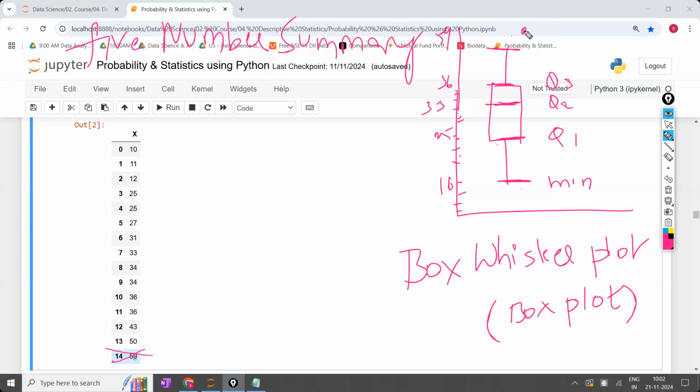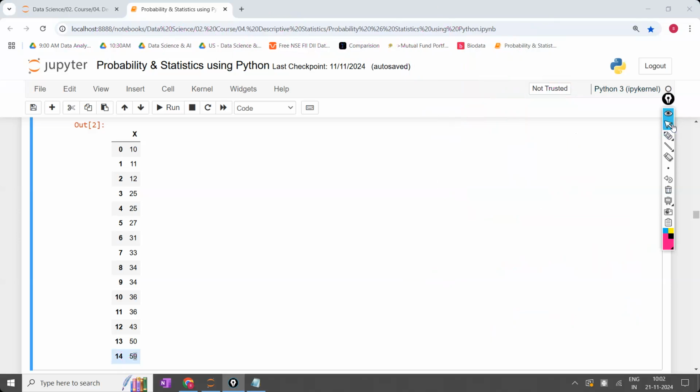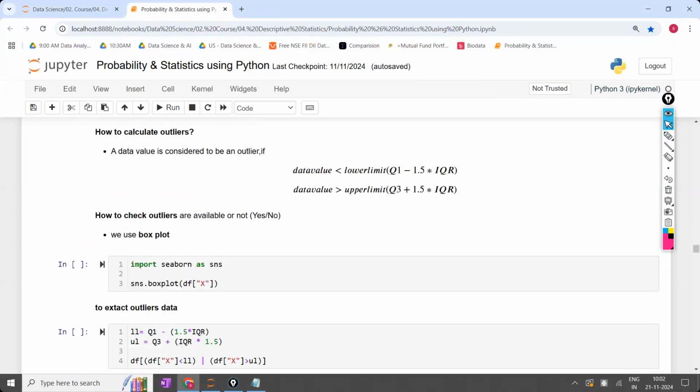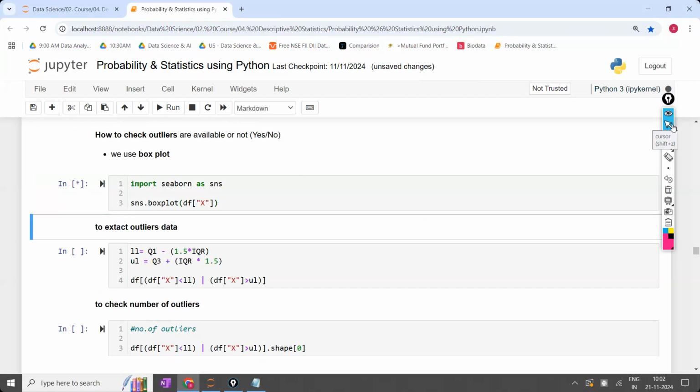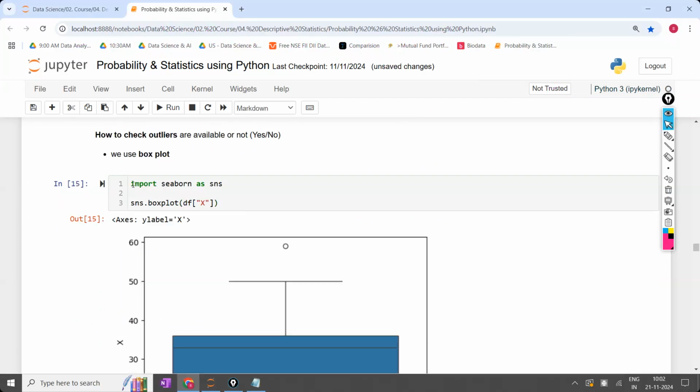According to the data, the Q values will change. According to the given data, Q1, Q2, Q3, everything will change. It will be calculated as per the data. So see here, this is the box plot. I'm going to draw the box plot. For drawing the box plot, I'm going to use import seaborn.